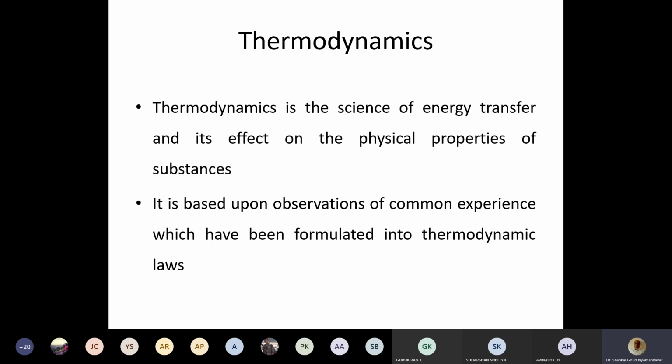Suppose energy is added in the form of heat. All of you know, if you heat some material, its temperature increases, right? Similarly, if you add work, there is a common example: you rub your hands, and you feel a warm feeling. So if you add work, the temperature also increases. Basically, thermodynamics is energy transfer and its effects on the properties of a substance. It is based upon observation of common experiences which have been formulated into thermodynamics. So thermodynamics has evolved by observing day-to-day activities.